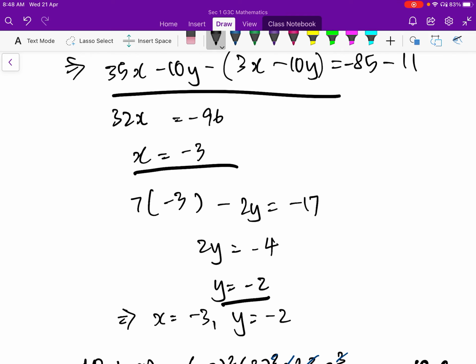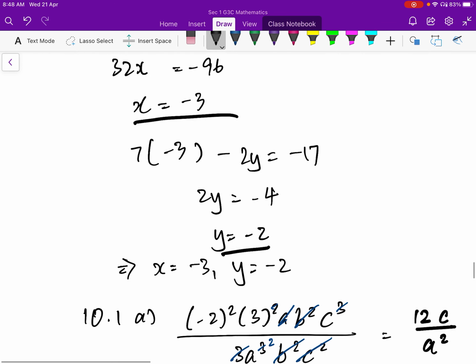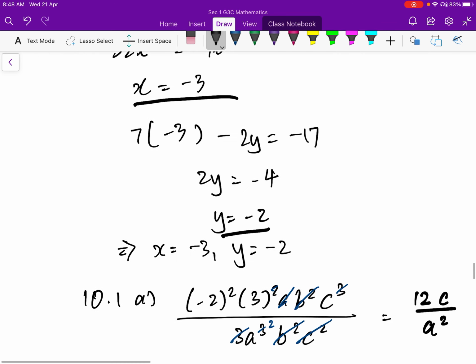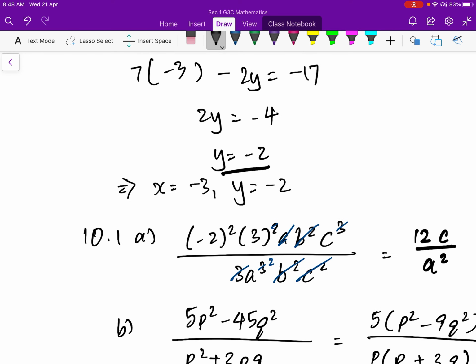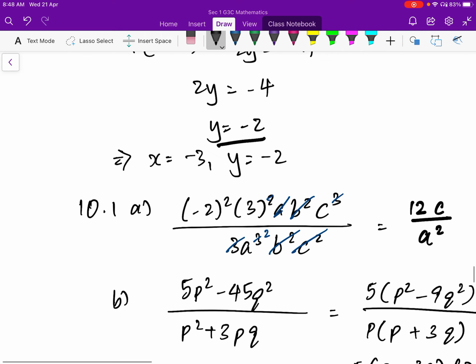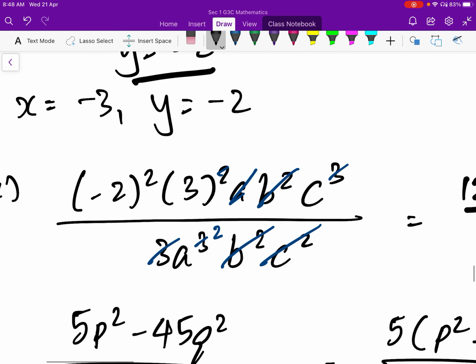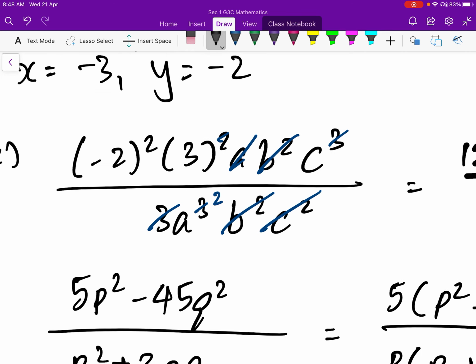Alright, we've come to the last two pages. For 10A, page 11, question 1A. Simplify the following algebraic fractions. Okay, so do it bit by bit. I'll explain it out for you. Negative 2 squared, 3 squared, AB squared, C cubed, over 3A cubed, B squared, C squared. Notice that I cancel all things. You can do so also. But please use a pencil so that when it gets too complicated, too messy, you can erase and start over again. If you use a pen, you're just setting yourself up for trouble.